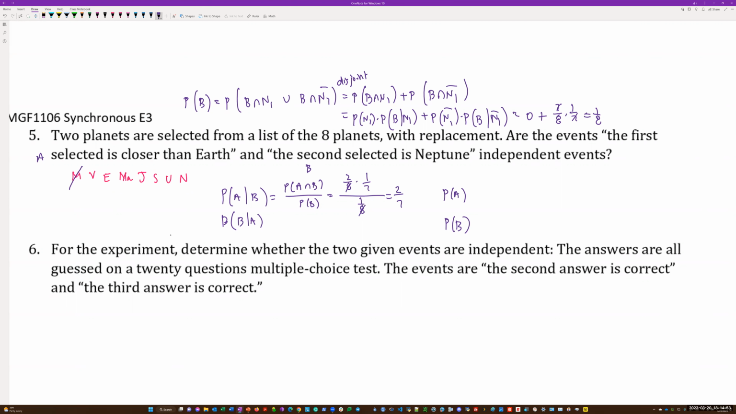All right. Now, if that's the exact same thing as just getting A, then we're fine. A is the first selected is closer than Earth, but we just said A is 1/4. So they're not equal to each other. Does that make sense? Does that make sense? So they're not independent, or they're dependent. Does that make sense?